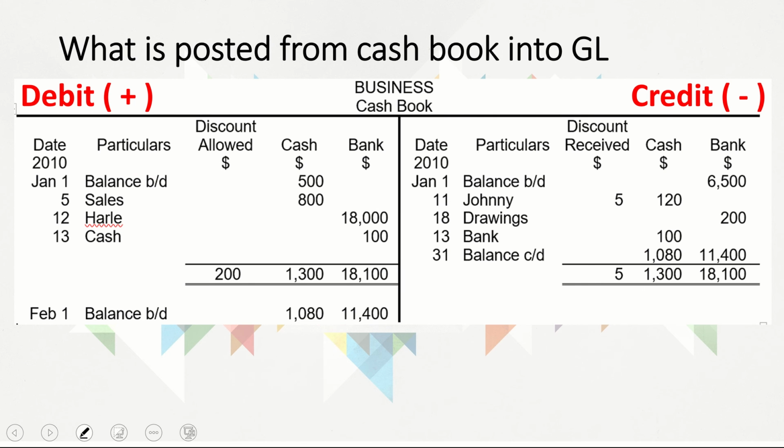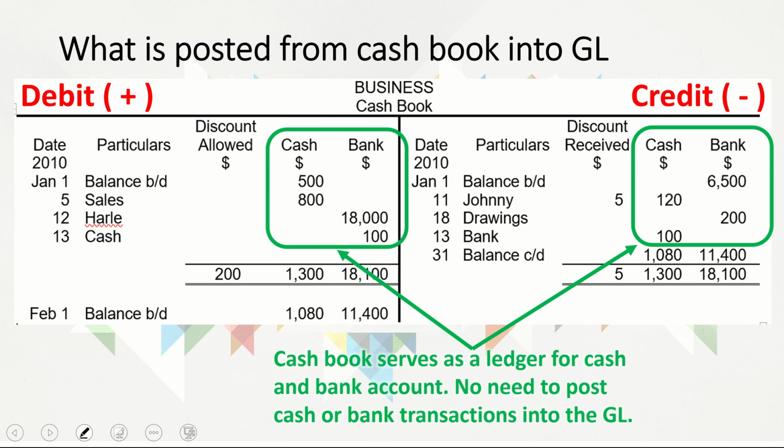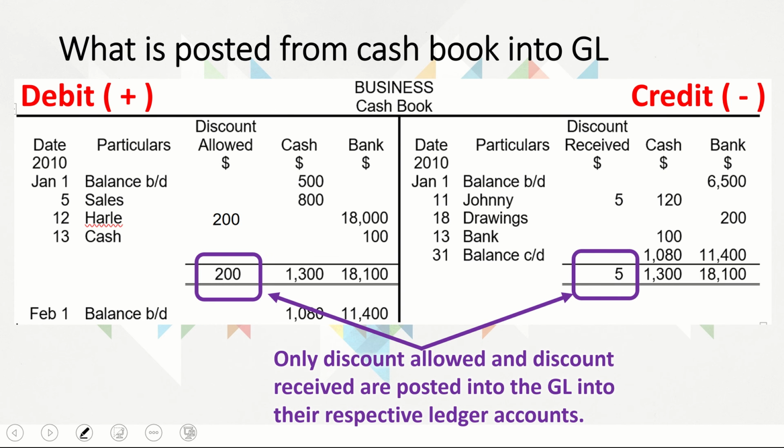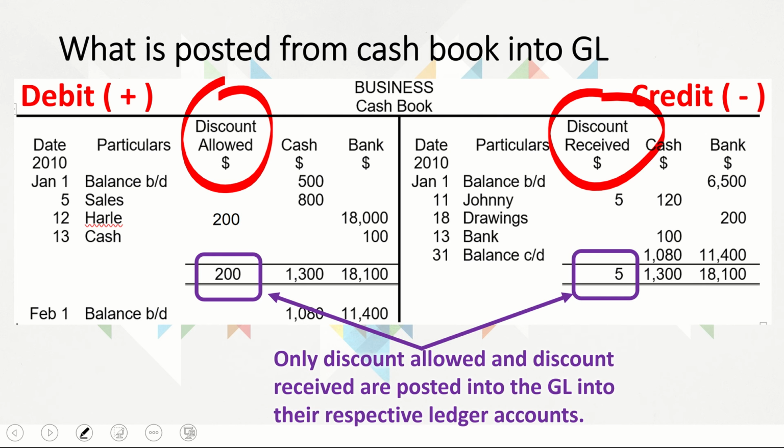Like I mentioned just now, the cash and bank payments and receipts are not recorded into the GL, because the cash book is a ledger for cash and bank account, no need to post the cash or bank transaction into the GL again. What you need to post into the GL, only your discount allowed and your discount received. They need to go into the respective discount allowed or discount received ledger account in the GL. The totals, only the totals.